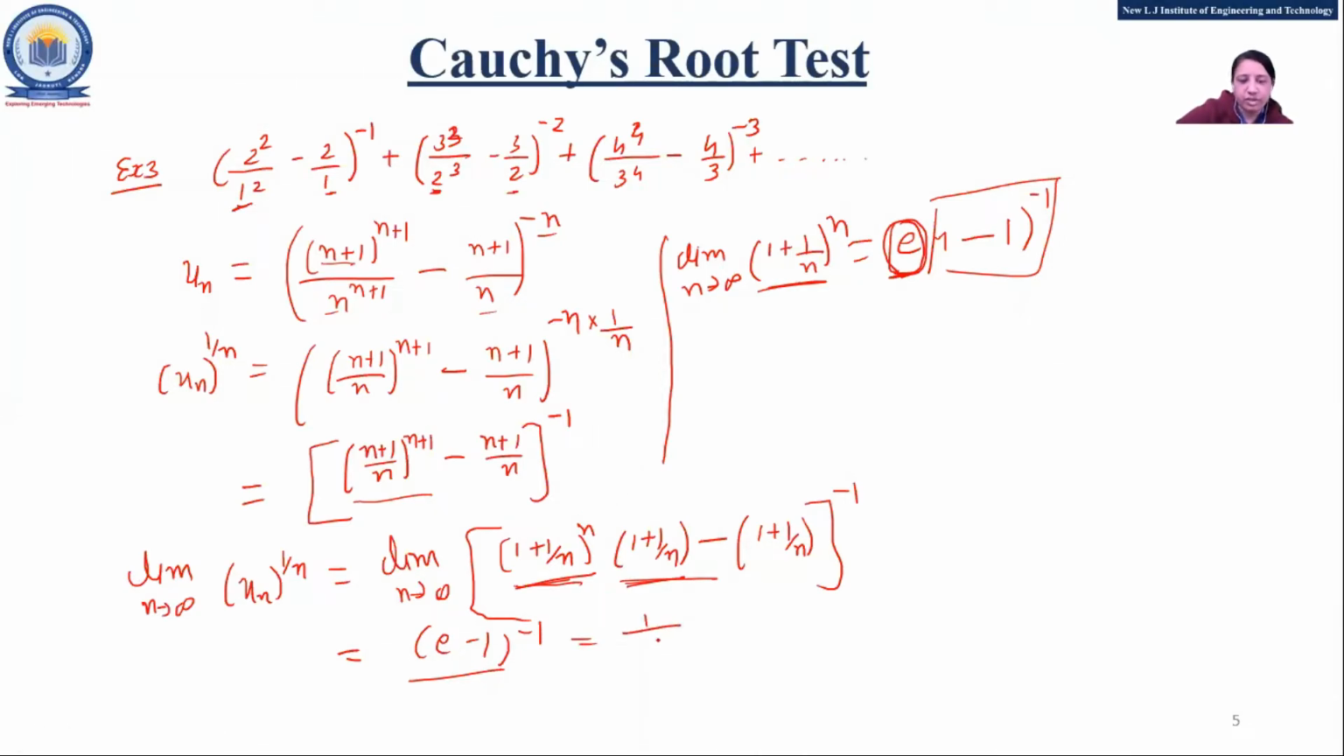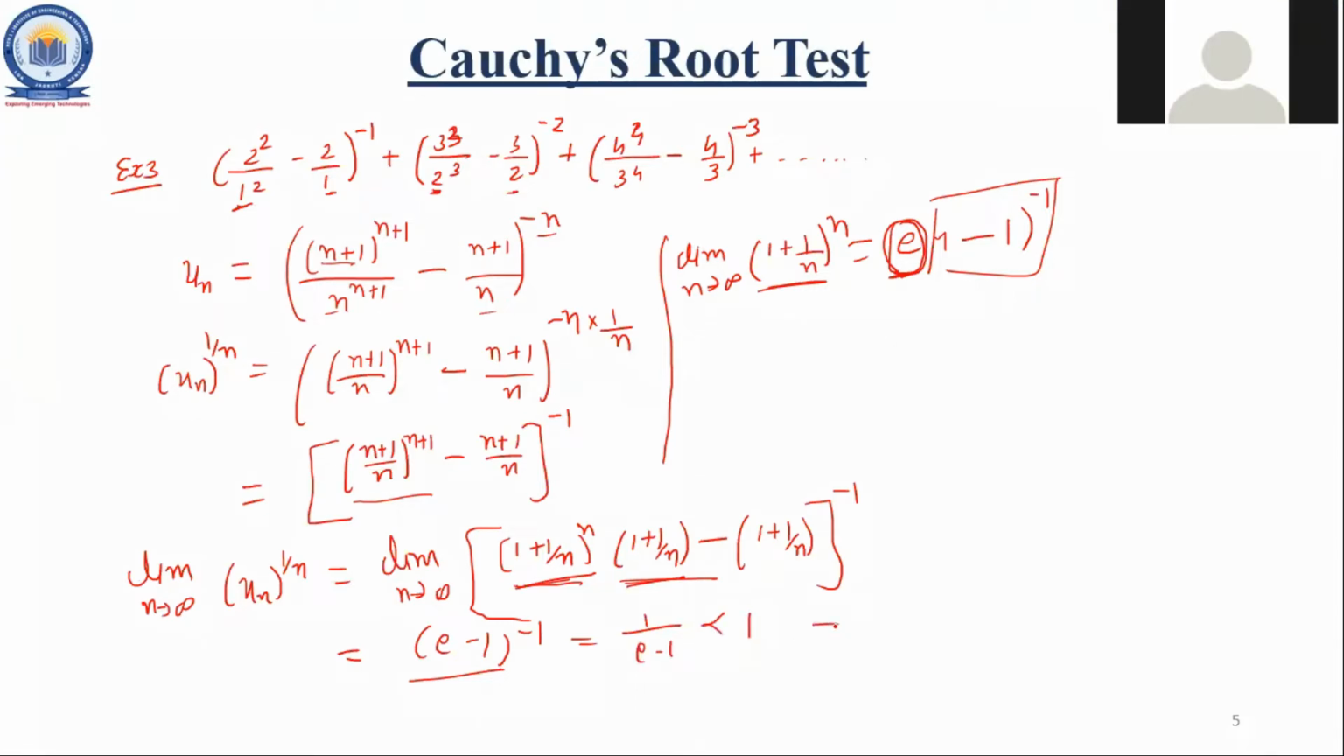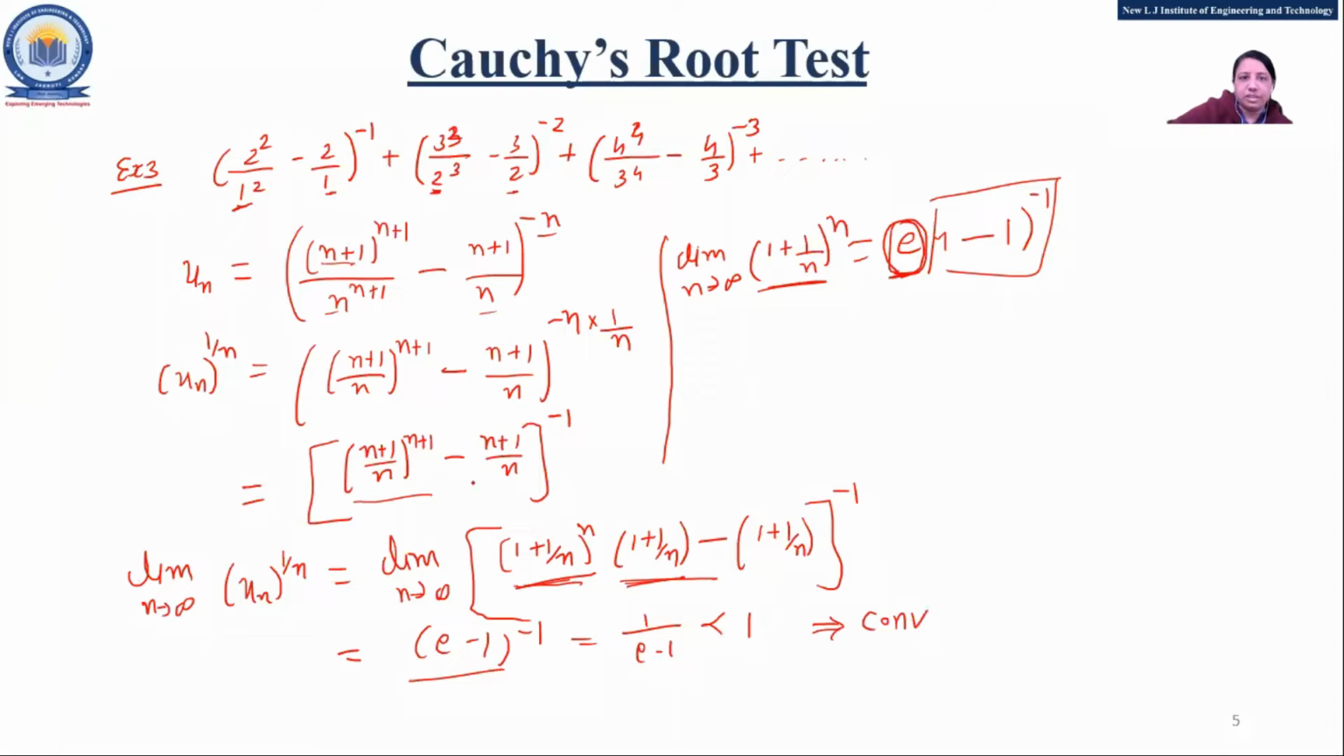Fine. You can mute now. 1 upon e minus 1, and that is less than 1. So using the root test, we can say that our series is convergent. Fine. Okay. Now one more example for this one.